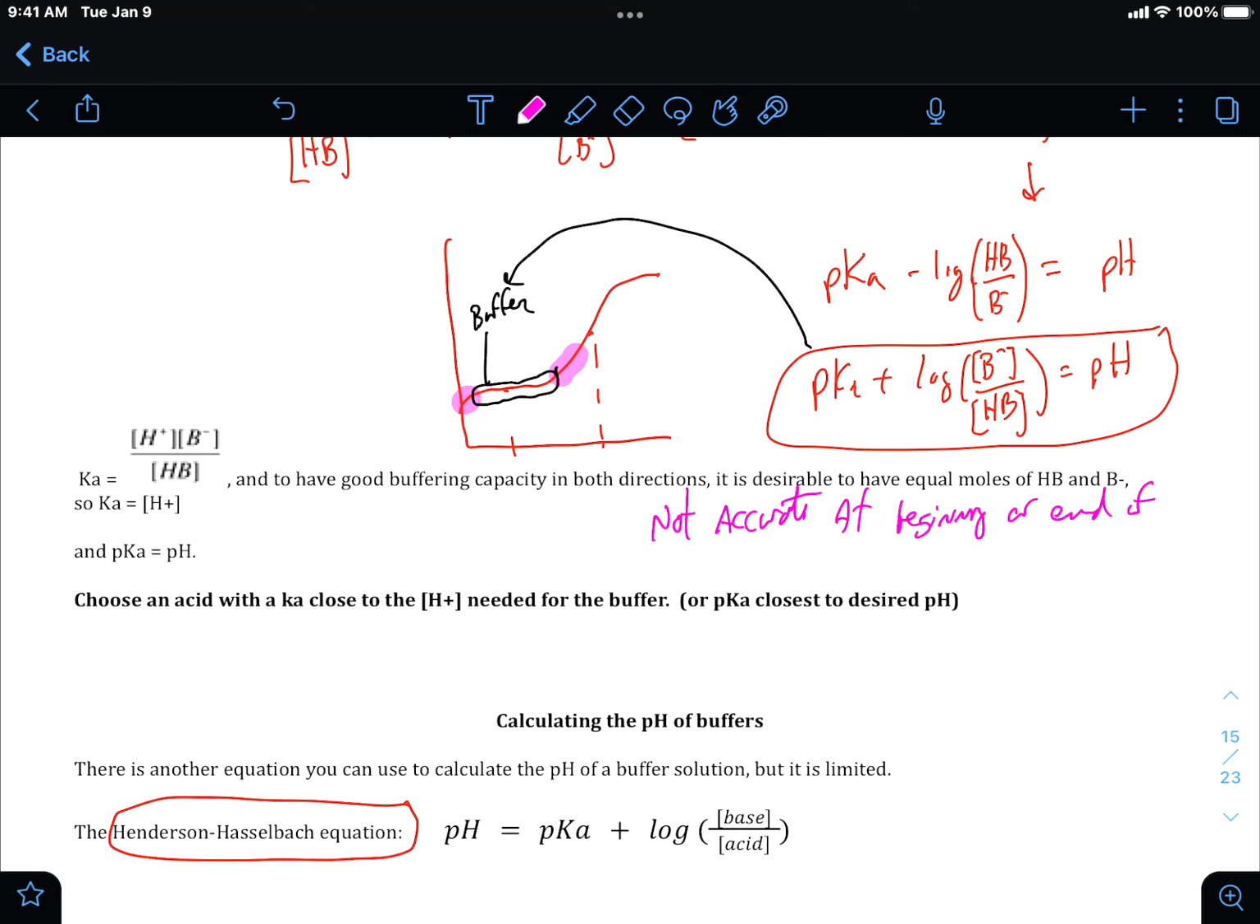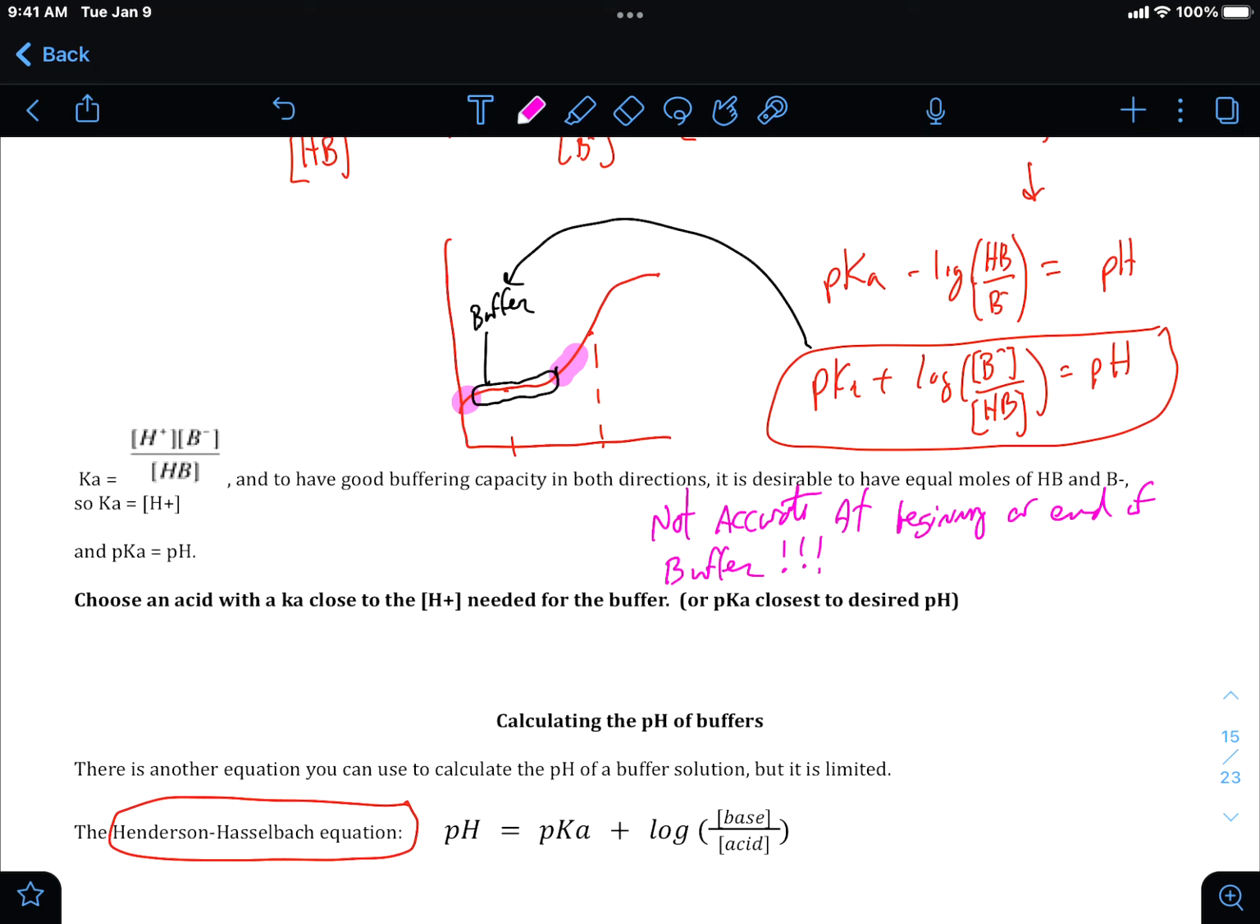And that's because of some assumptions that we were making when we write out our ice table. So it's one of those use at your own risk type things. It saves you a lot of time, but if you feel like they've barely neutralized anything, or if you feel like you're practically right at the equivalence point, you should not use this equation. You should only use it when you're close to the flat part. Okay? That's the only time it's going to be accurate.